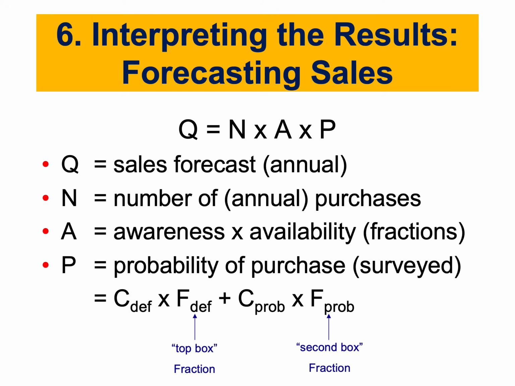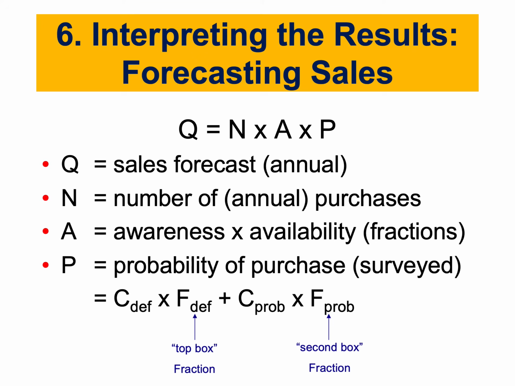A is the awareness multiplied by the availability. It's a fraction, and it's going to be calculated based on, do I have sales points around the area where I'm going to sell my product? For example, if I'm selling bicycles to university students, how many shops around the university are there and how much are they selling? That's A. And we're going to have an example to explain that even more.